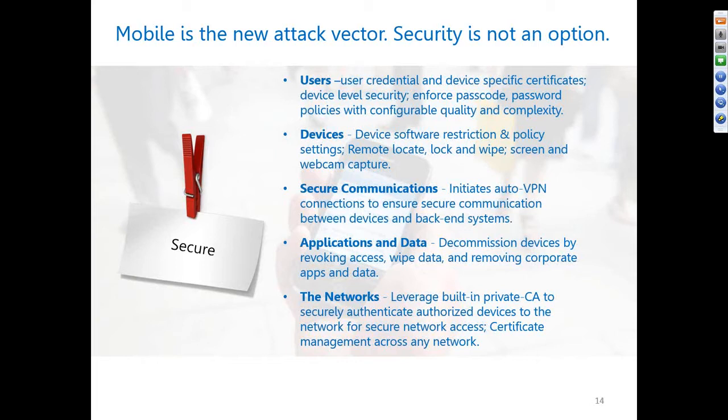And from a network standpoint, you've got to make sure that you've got a solution that has, again, the mechanisms. For us in IntelliGO, it's a built-in private certificate authority that securely authenticates authorized devices to the network using digital certificates across any network. So it's not just your wireless network, but if you've got devices connecting through the wired or remote access networks, it will provide you that level of assurance and security there as well.